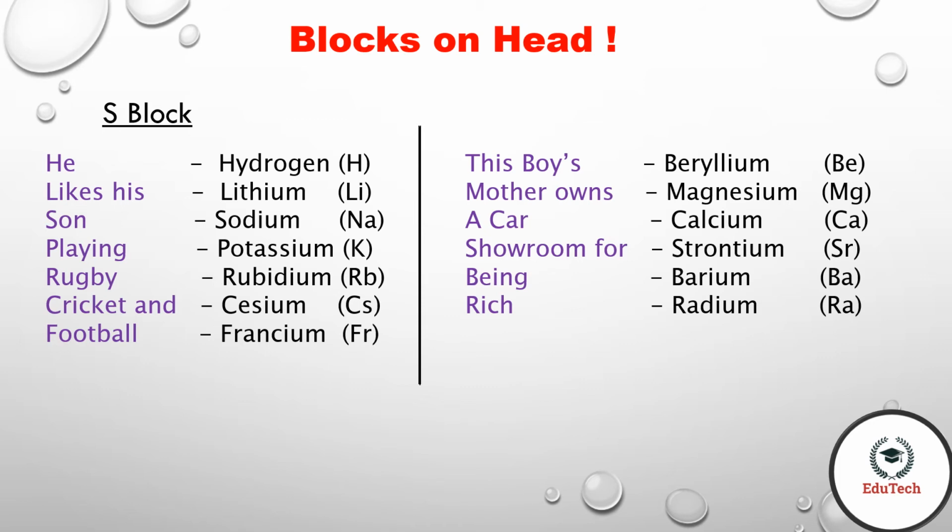And beryllium, magnesium, calcium, strontium, barium, radium. These are the alkaline earth metals. So we can memorize this as: this boy's mother owns a car showroom for being rich. The boy represents beryllium, mother represents magnesium, car represents calcium, showroom represents strontium, being represents barium, and rich represents radium.